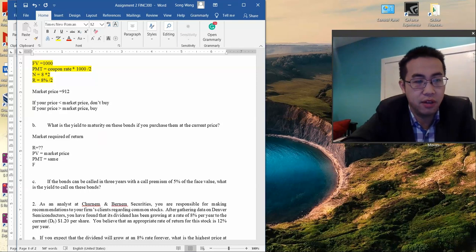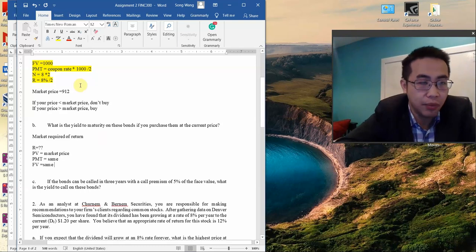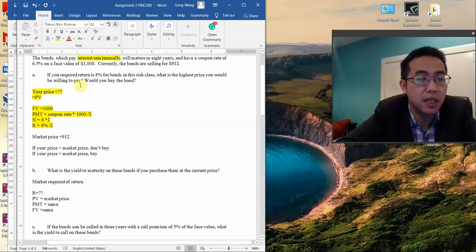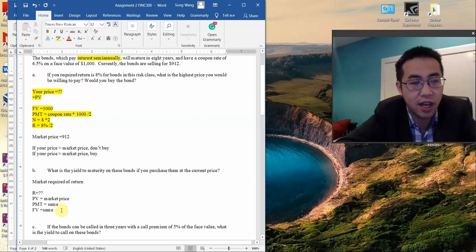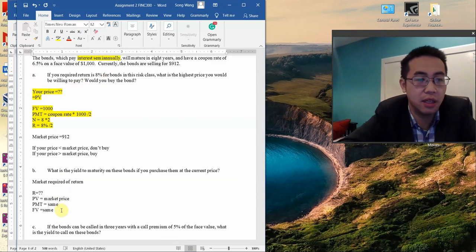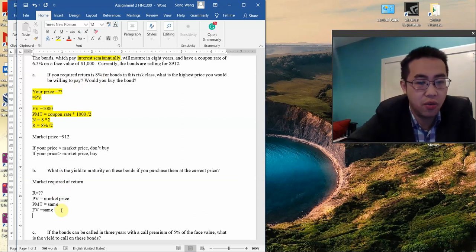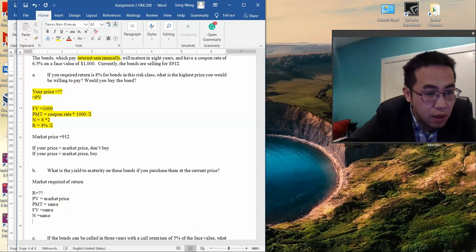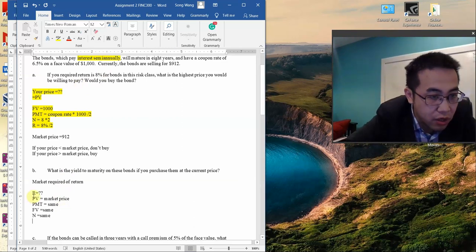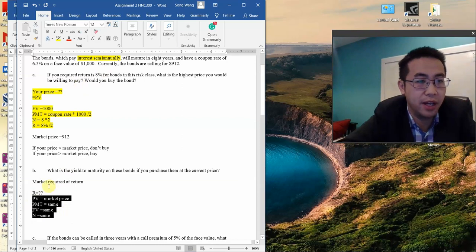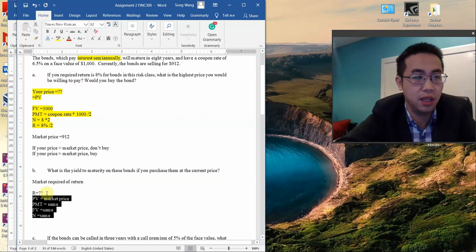And you also have the future value, which is the same as what you did for question A, because the payment and the face value, or the future value, are in the bond covenant. It's already determined. This will not change. And the number of periods is also the same. So the 4 factors here are already provided, and your job is to solve for the 5th, which is the interest rate.